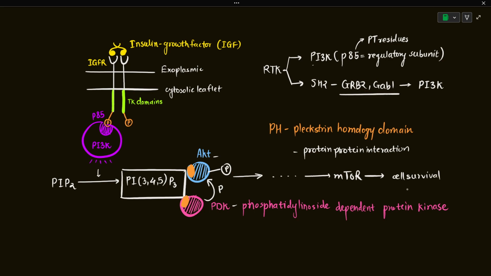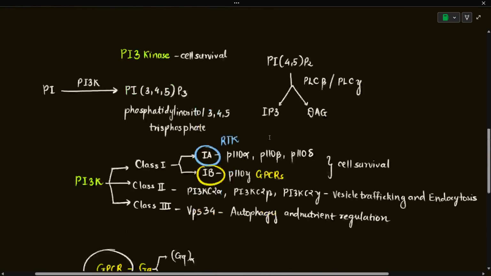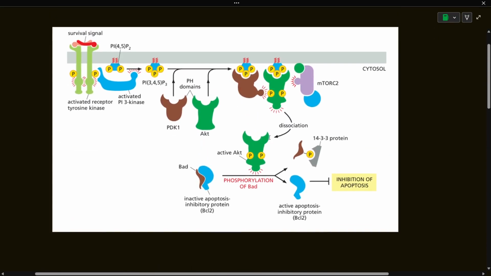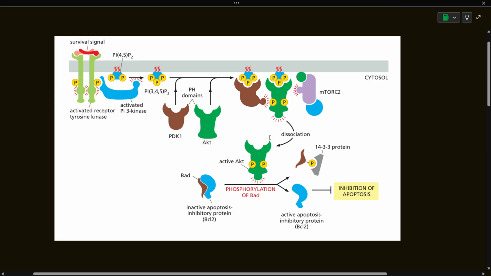Okay, so let's now have a look at the schematic given in Bruce Alberts, so that the whole lecture will be summarized in one shot. Okay, so here you can see. We discussed that both RTKs and GPCRs can activate PI3 kinase. So we discussed the activation of PI3 kinase with the help of receptor tyrosine kinases. So this receptor tyrosine kinase is a receptor for insulin-like growth factors.